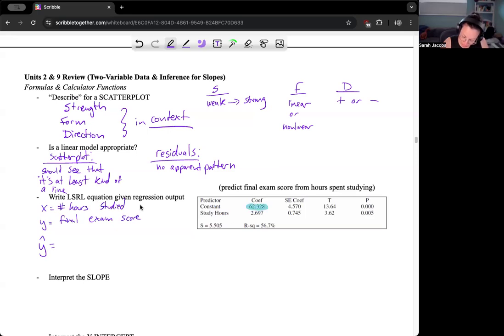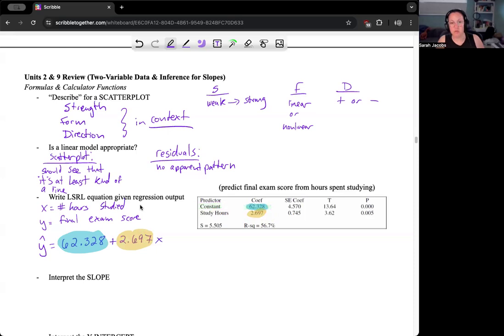these values for our regression equation. We'll come back to the other ones in a minute. So our constant is our y-intercept, because that doesn't have an x with it. Plus, because the coefficient on the study hours is positive, 2.697x. So that is our least squares regression equation given the regression output. And again, this comes from here. And the constant without the x comes from here.